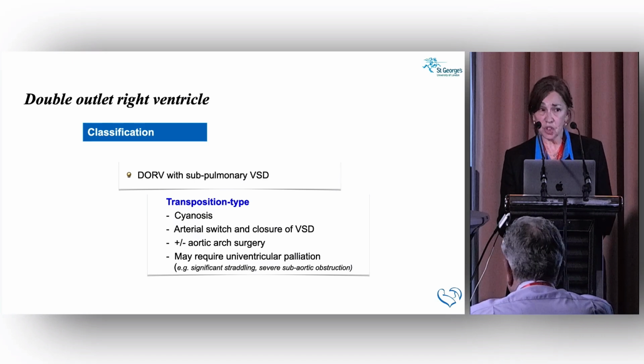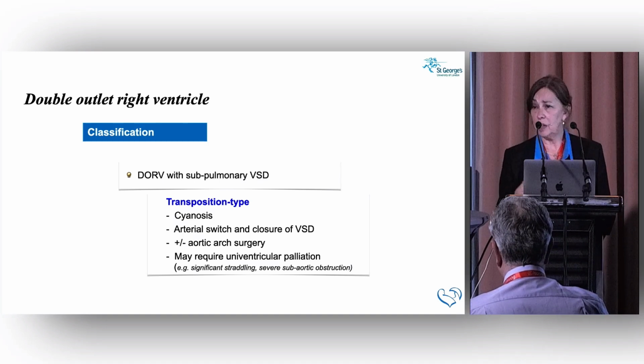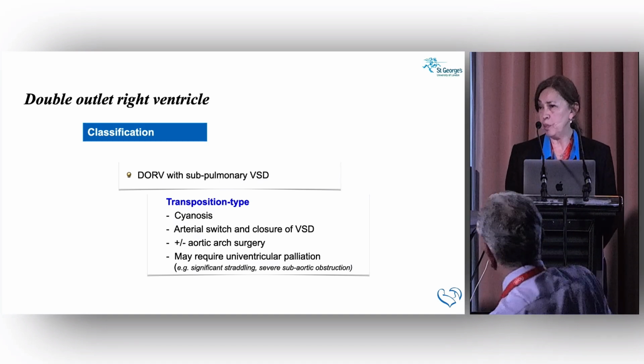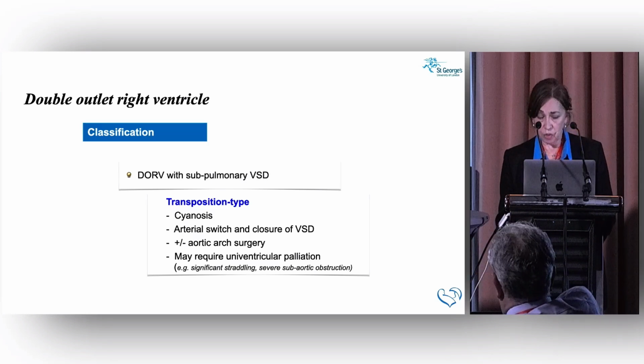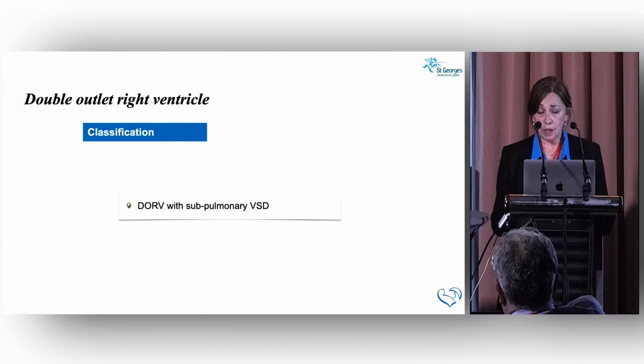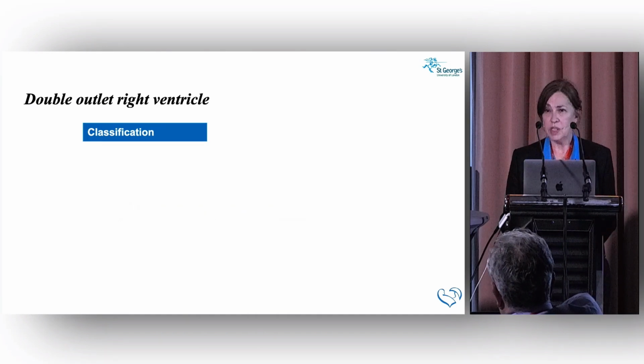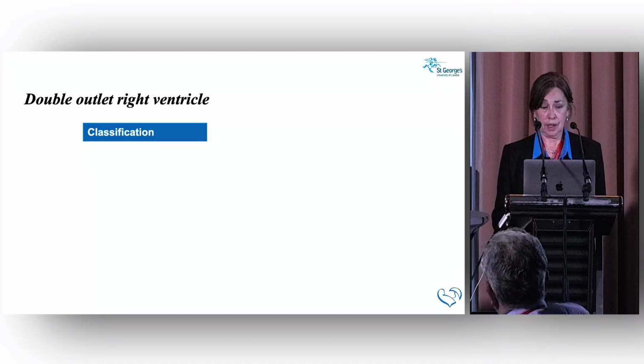If you have a significant straddling, like in the case I showed you, you cannot close the VSD surgically, or they may have such a severe subaortic obstruction with an aorta that's so small that you go through an initial palliation like a type Norwood, and it goes into a univentricular circulation. So you can see already how diverse the clinical picture is when you say, oh, this baby has double outlet right ventricle. The question is, so what?